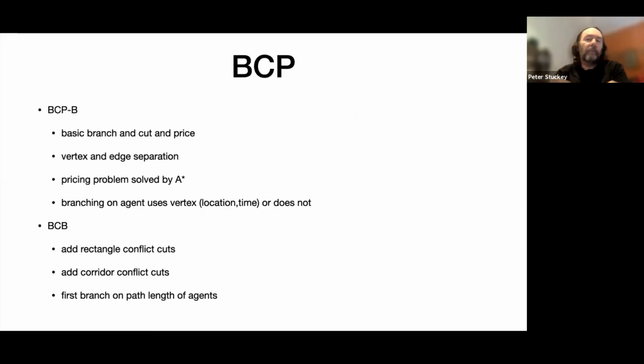Okay, so to sum up, BCPB is our basic branch and cut and price with vertex and edge separation, the pricing problem solved by A star, and branching on agents using this vertex location time, or it doesn't. BCP adds the rectangle conflict cuts, the corridor conflict cuts, and first it branches on path length. So essentially we fix the path length of an agent before we start branching on vertex time locations.